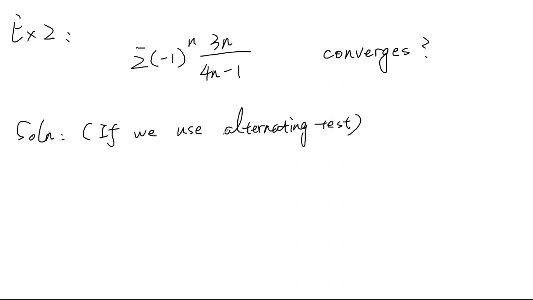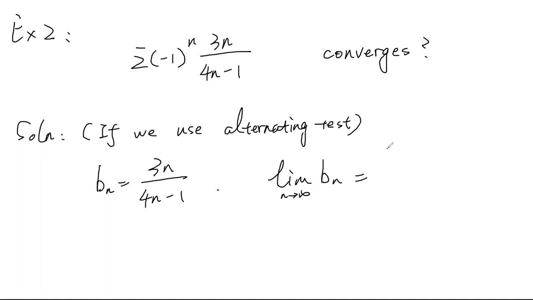the procedure is we let Bn be the absolute value of the nth term in this series, which is 3n divided by 4n minus 1. And when you calculate the limit, you realize the limit of Bn as n goes to infinity is equal to 3/4 and is not equal to 0. So this is a case where the alternating series test fails.